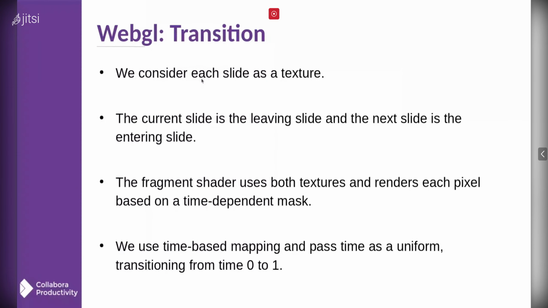So we can consider each slide as a texture. So how we do the transition, that's what we discuss here. We are creating each slide as one texture, and the current slide is the leaving slide, and the next slide is the entering slide. The fragment shader uses both textures and renders each pixel based on a time-dependent mask, using time-based mapping, which is passed through the time uniform, generally from 0 to 1. This is considered the progress of the transition, 0 to 1.